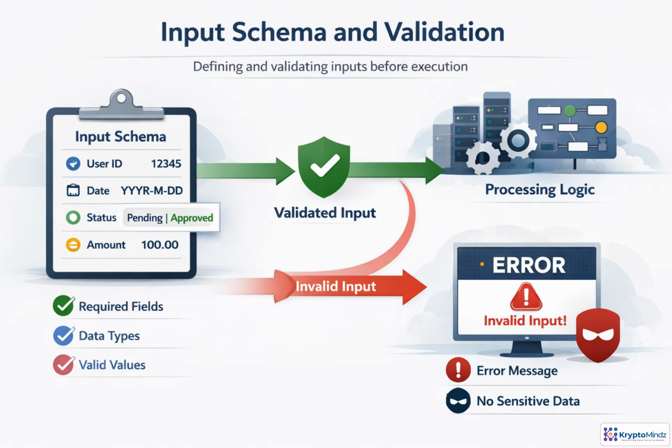The input schema tells the client what to send and protects the server from guessing. Define every field clearly: type, required status, allowed values, defaults, and limits. Validate before the handler runs, so bad input never reaches business logic. When validation fails, return a structured error that helps the caller fix the request without exposing internal details, stack traces, or sensitive data. Even simple tools deserve this discipline.